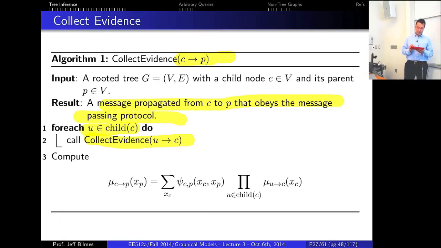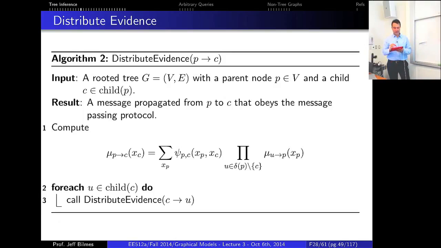And then what we do is we say, okay, well look, we've got all of the messages from our grandchild, and so we basically multiply them together, sum out the child, and we form the message going to the parent. That obeys the message passing protocol because, if you're a rooted tree and you're a vertex, you have a set of children and one parent. Your one parent is the unique direction towards the root. And so you've now gotten messages from all of the grandchildren, and now you can send a message to your parent.